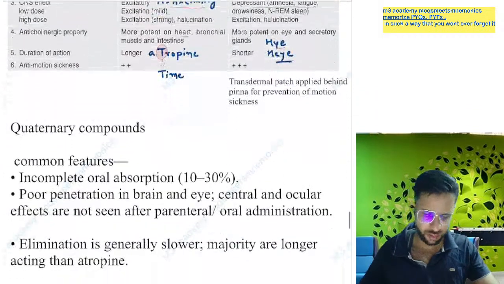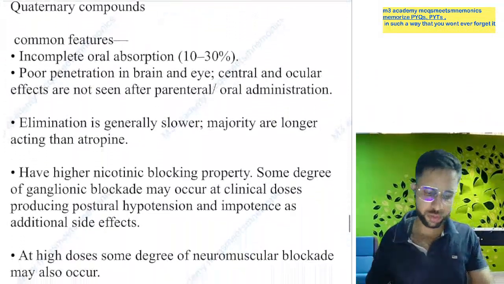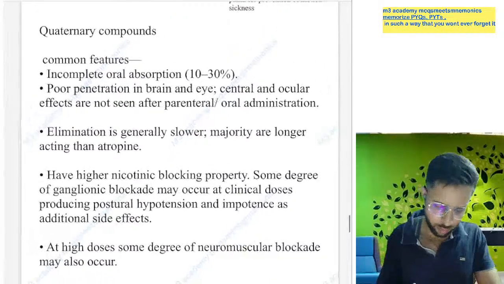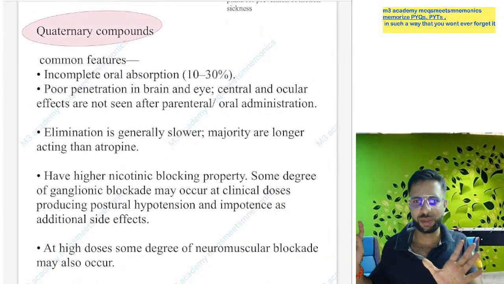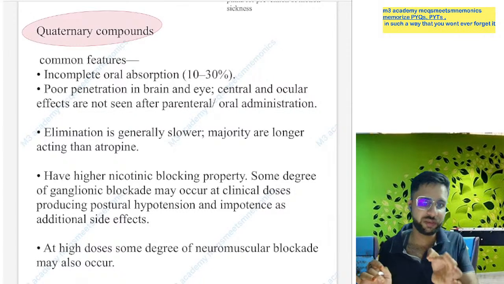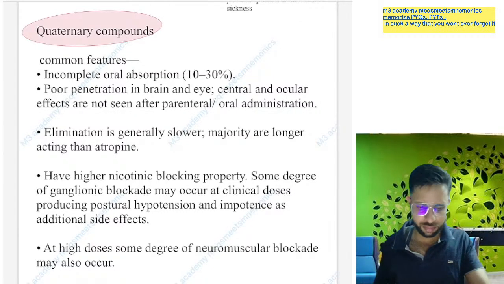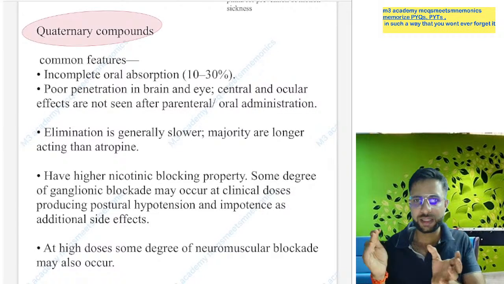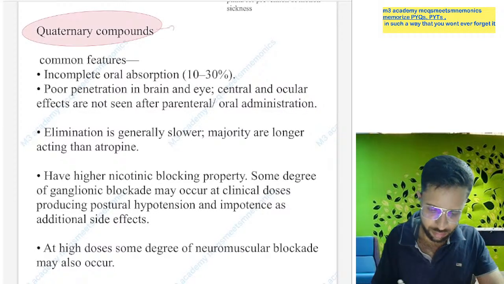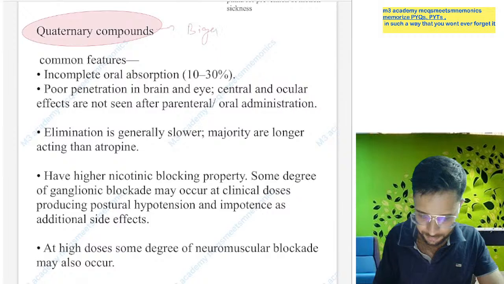Now, what are the common properties of the quaternary ammonium compounds? Yes, so we see that neostigmine is a quaternary ammonium compound. We already saw this. So what is the common feature in any quaternary ammonium compound? Quaternary means a bigger size. You can say quaternary ammonium compound means a bigger size.